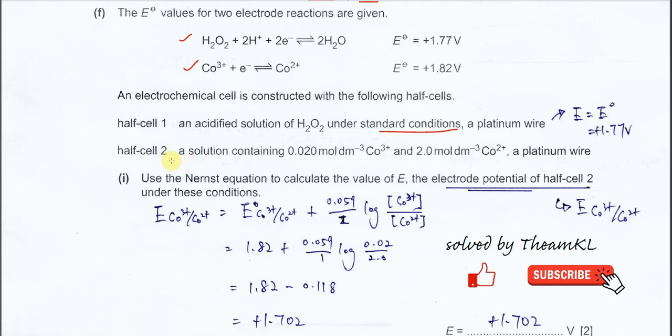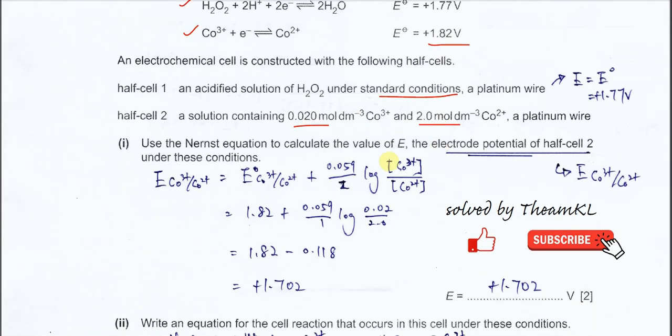But for half cell 2, it is not under standard conditions because the concentrations are not 1 mole per dm cube for both. The chromium 3 is 0.02 and the chromium 2 is 2 mole per dm cube. So we need to calculate the E, the potential for this half cell, because it is not going to follow 1.82; it is going to change because the concentration is changing.